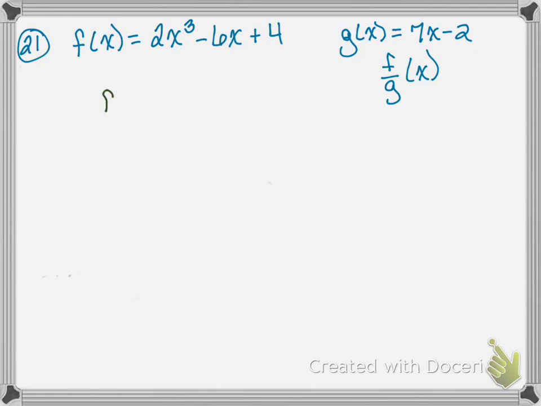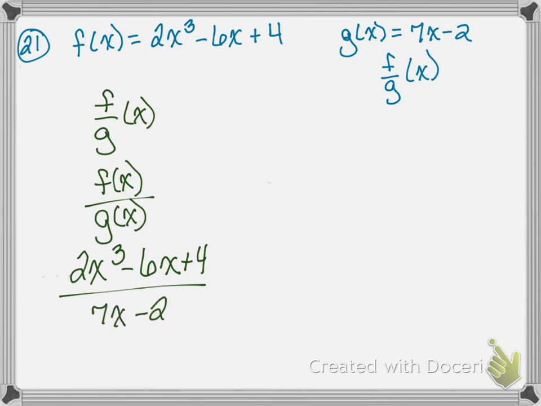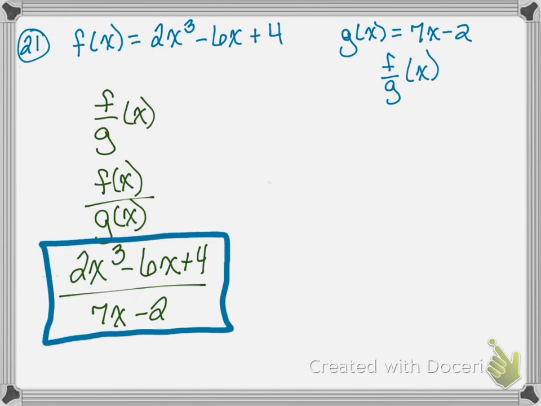And when I have f divided by g of x, what that means is f of x over g of x. And when I have that, that turns into 2x to the third minus 6x plus 4 over 7x minus 2. I can't simplify this anymore. So this is f over g of x. But I've got to limit my domain here. My domain here is no longer all real numbers because I have 7x minus 2 in the denominator.